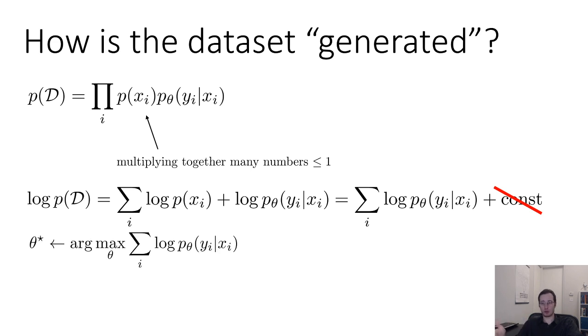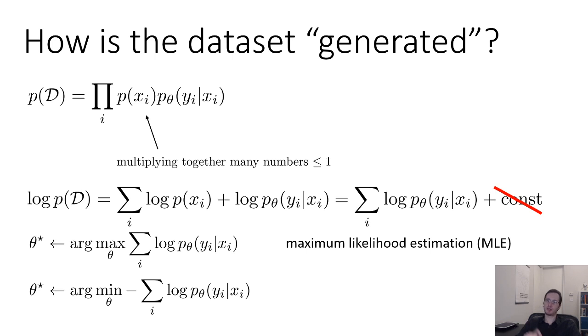So then we can formulate the problem of learning theta as just choosing theta to be the argmax of log p of D, which is the argmax of the sum over all of our data points of log p theta of y_i given x_i. This is called maximum likelihood estimation. Why? Because this log probability is the likelihood, and we are choosing theta to maximize the likelihood, to be the value of theta that leads to the maximum likelihood.